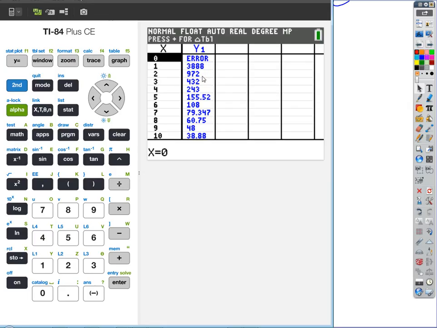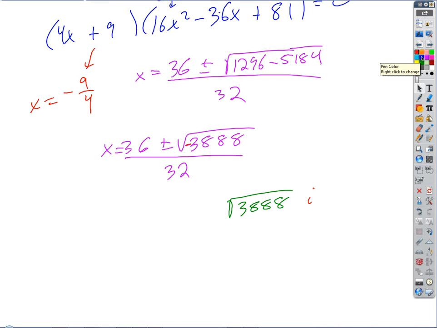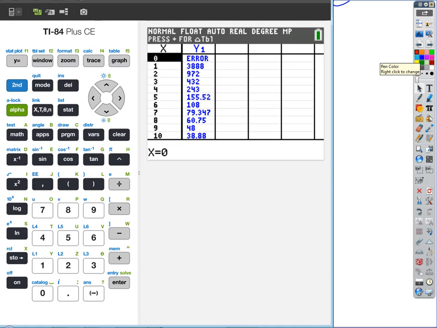So what does that tell you then? This is really pretty cool. That tells you that the square root of 3888, oops. Oh, how did you get the table? You just go second table.